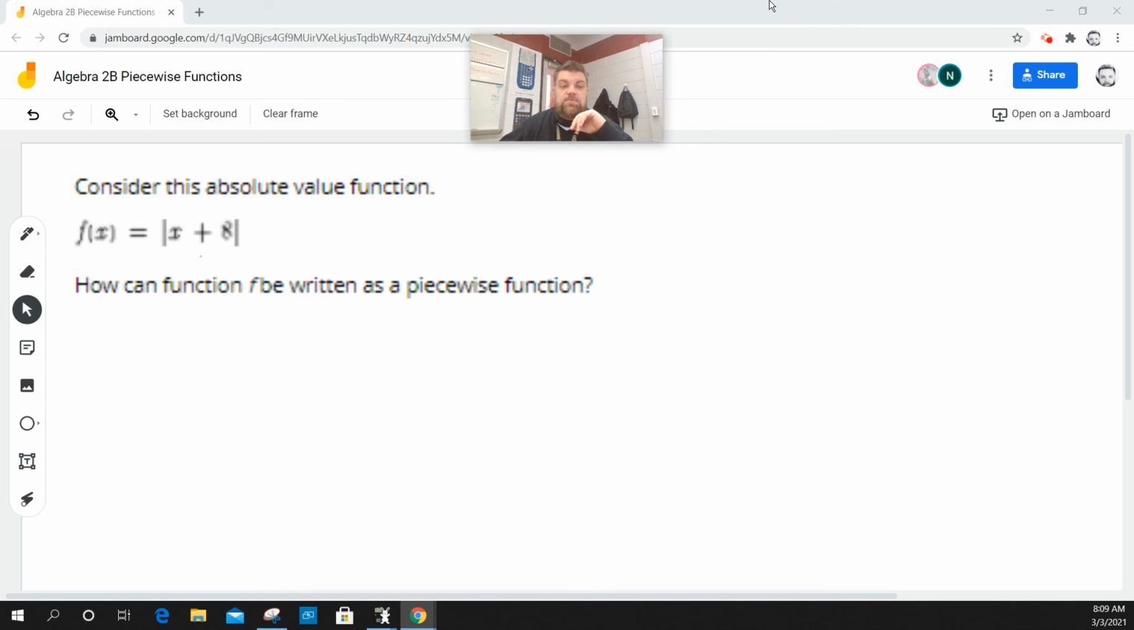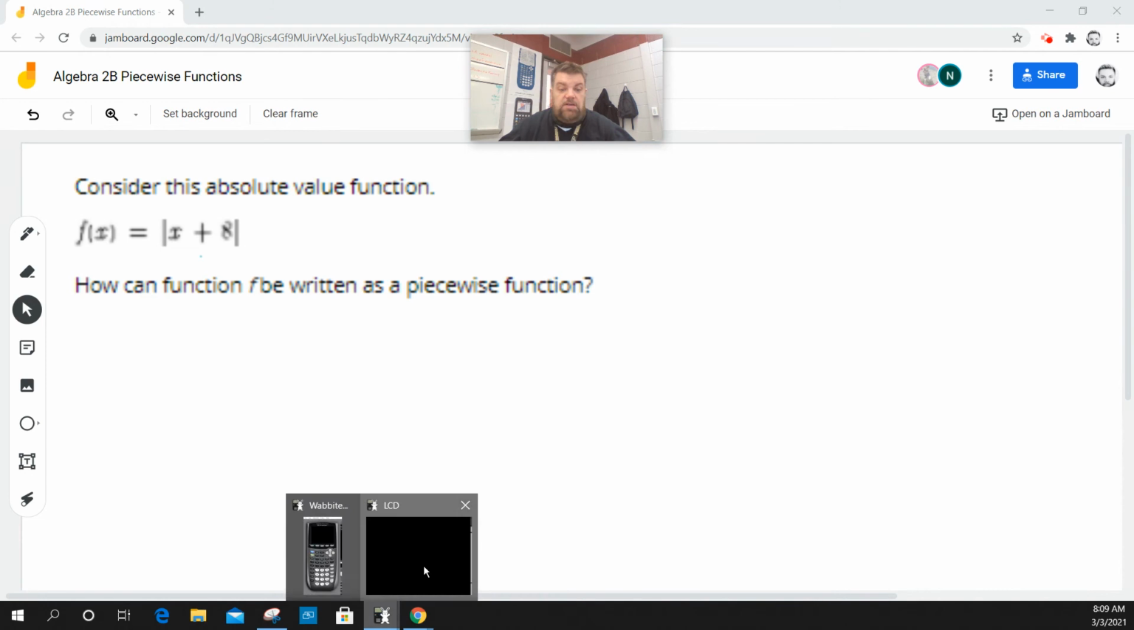Okay, so this one says consider the absolute function f of x is equal to the absolute value of x plus 8. And it says, how can this be written as a piecewise function? Well, let's graph that. Okay, we'll start there.